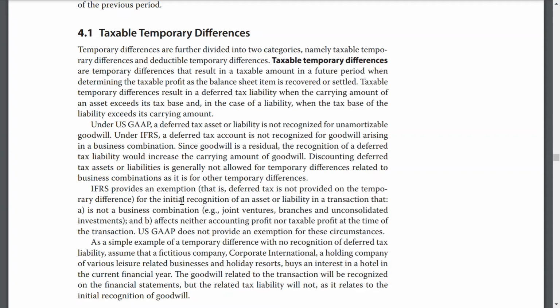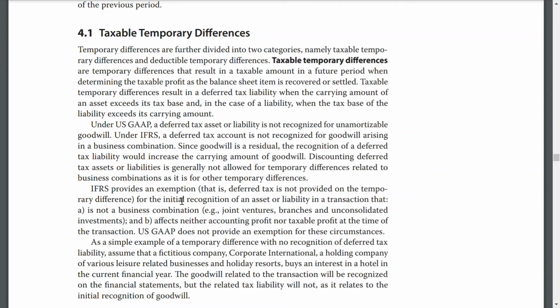Discounting deferred tax assets or liabilities is generally not allowed for temporary differences. IFRS provides an exemption for the initial recognition of an asset or liability in a transaction that is not a business combination and affects neither accounting profit nor taxable profit at the time of the transaction. US GAAP does not provide an exemption in these circumstances.